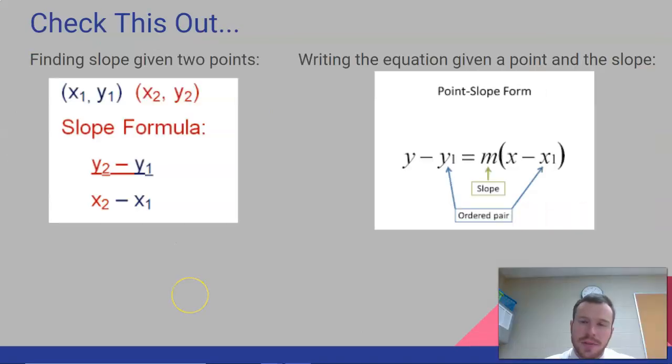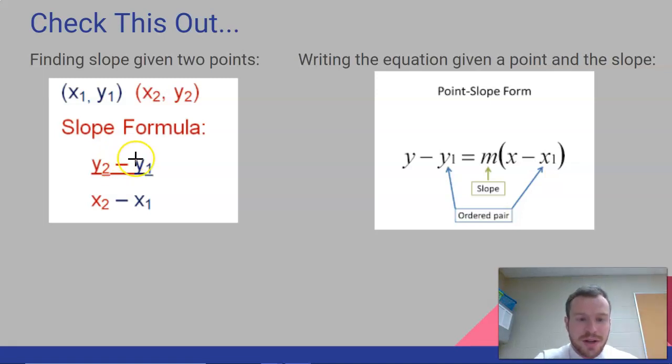Voila. Now that we've discussed graphing linear functions, let's talk about writing linear functions. So first, if you're given 2 points and you're trying to find the slope, you use the slope formula. I encourage you to write down this formula. It's y2 minus y1 over x2 minus x1.